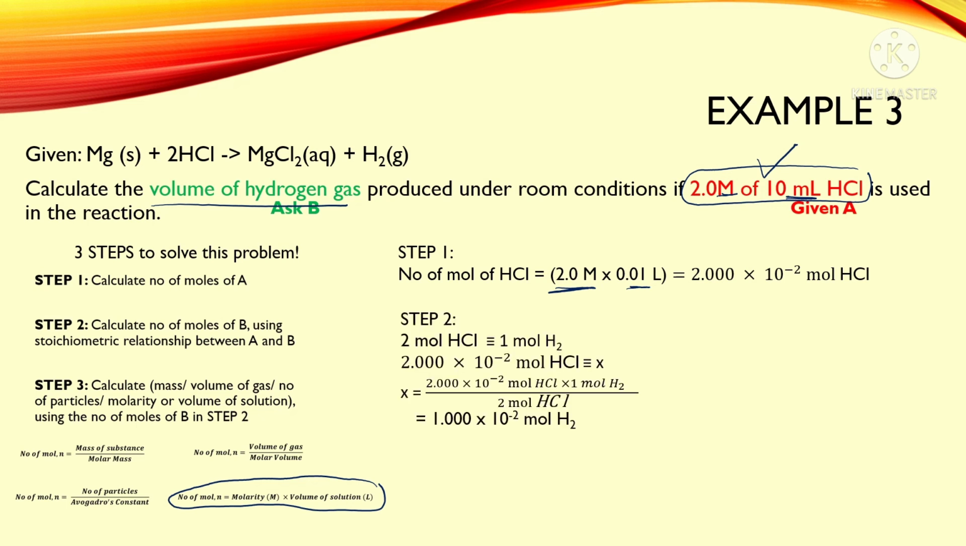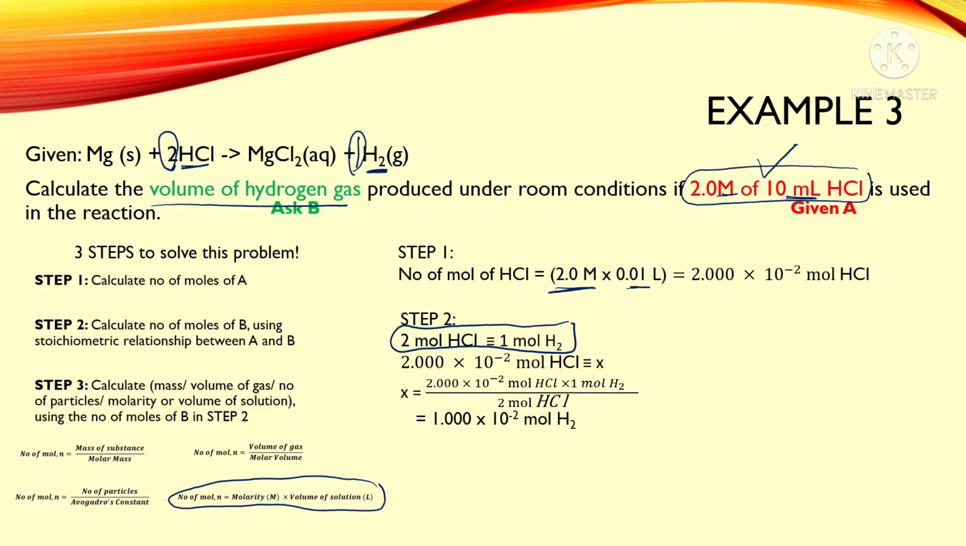Then in step number 2, we need to write out the stoichiometric relationship between A and B. When involving chemical reaction, the stoichiometric relationship is the stoichiometric coefficient in the balanced chemical equation. So we need to refer to the balanced chemical equation. From the balanced chemical equation, we can see that 2 moles of hydrochloric acid will produce 1 mole of hydrogen gas. So that is the stoichiometric relationship between the 2 substances.